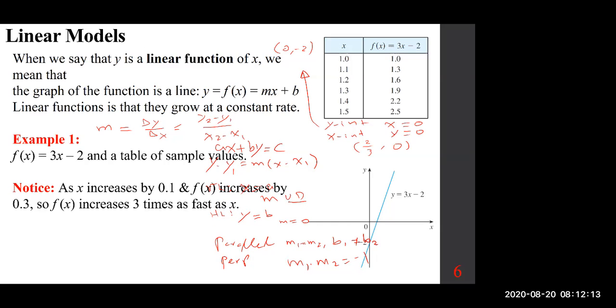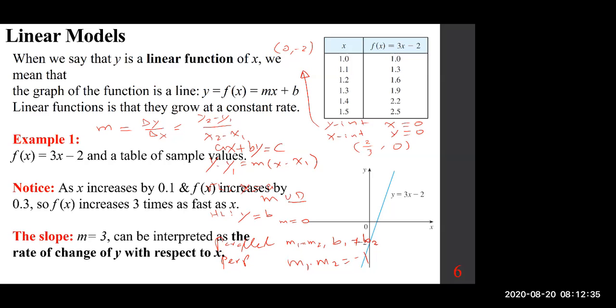As x increases by 0.1, f of x increases by 0.3. That's what the table shows. The simple reasoning is because the slope is a positive 3. So whatever the x amount is, the y amount is 3 times that. That's why the change is constant. So m is 3. It can be interpreted as the rate of change of y with respect to x. That is really important for everybody to follow, the way we define the slope. Okay. All right.